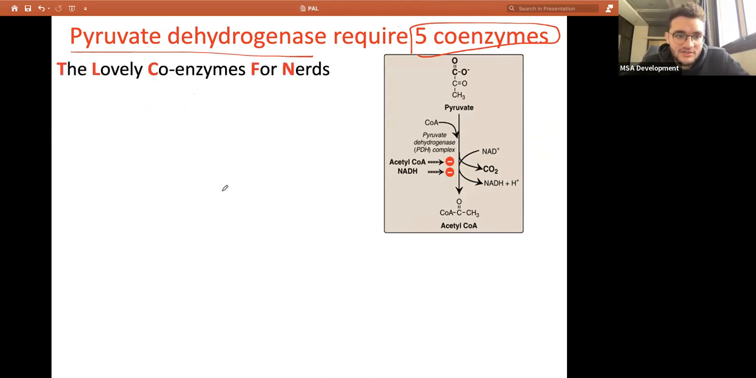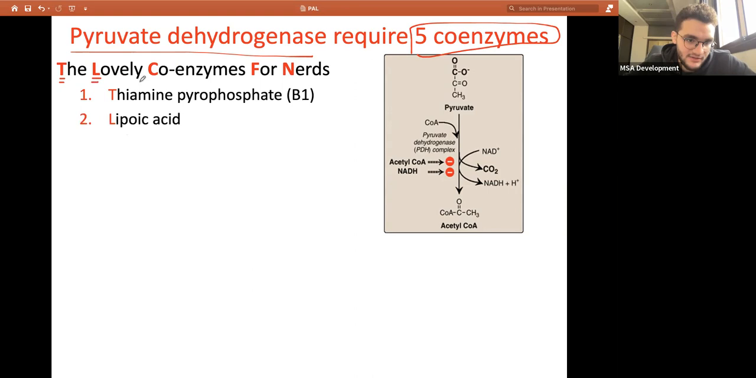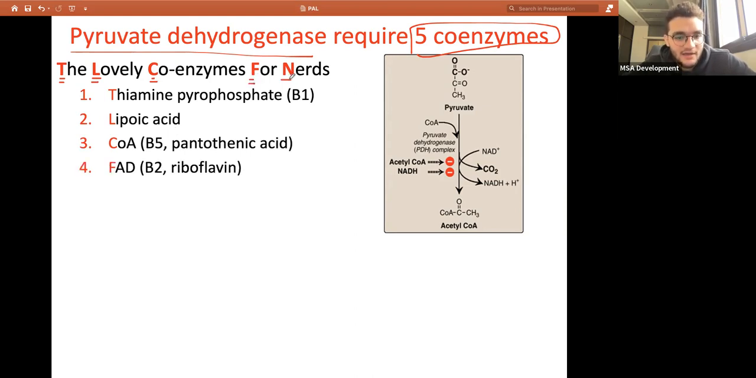So what are these 5 coenzymes? We have a mnemonic, which is the lovely coenzymes for nerds. Okay. So obviously the first one starts with a T, thiamine pyrophosphate. The second one, which is L, for lovely, so lipoic acid. Then coenzymes, as in C, so it's CoA, coenzyme A, and then F, which is FAD, and then N, which is NAD positive, right?